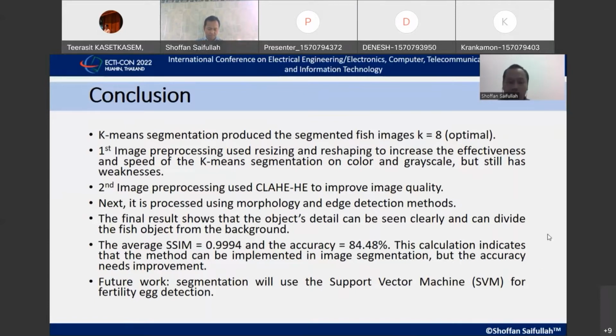For future works, the segmentation will be used with a support vector machine for fertility detection.